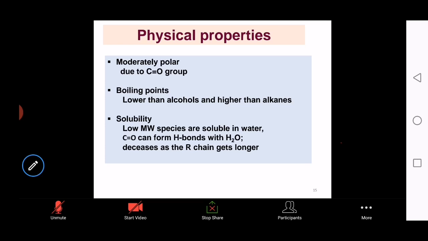There is aldehyde, alcohol, and alkene. So aldehyde is in the middle. Aldehyde is slightly higher than alkene, but lower than alcohol. And for solubility, low molecular weight species are soluble in water. The carbonyl can form hydrogen bonds with water.